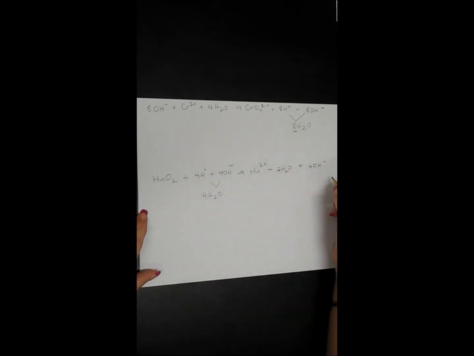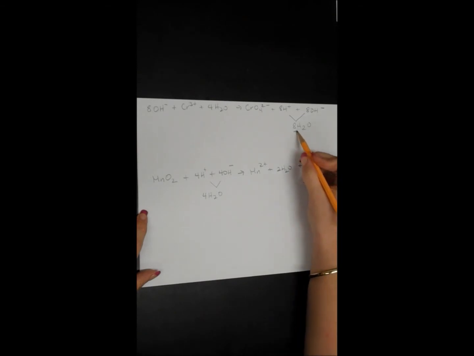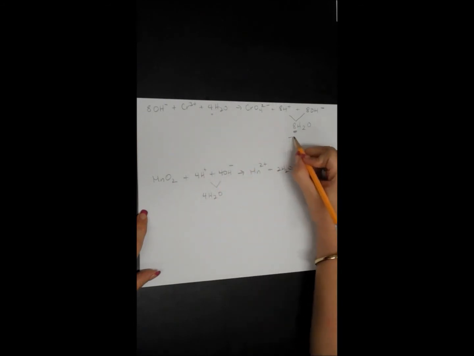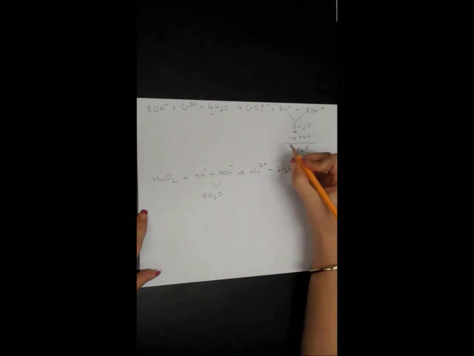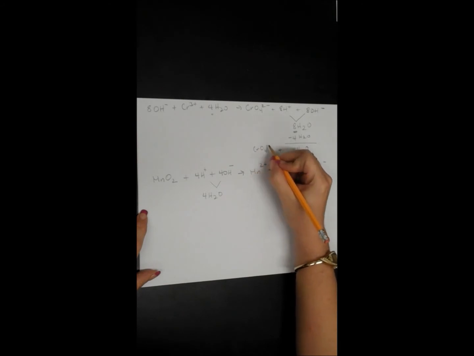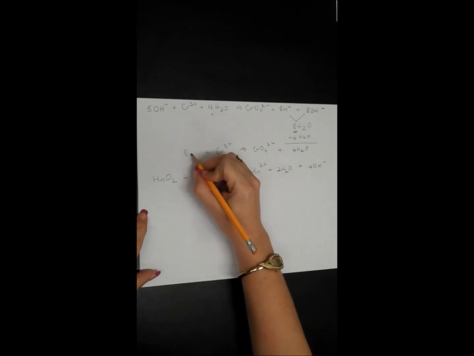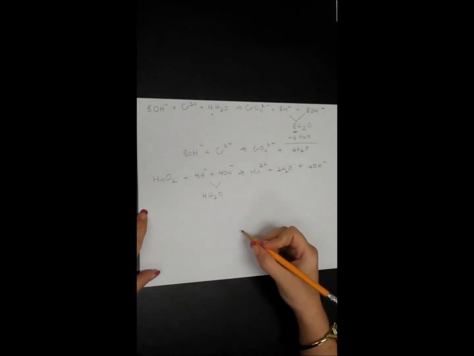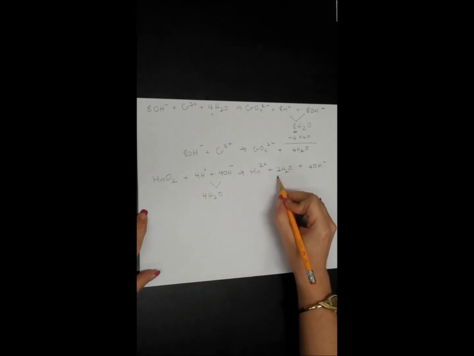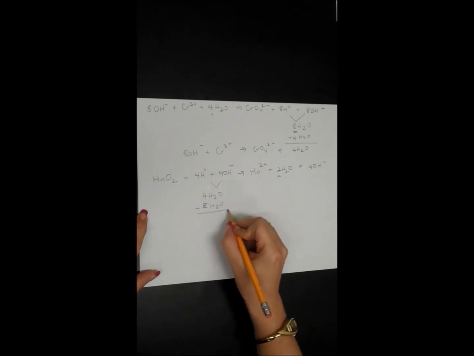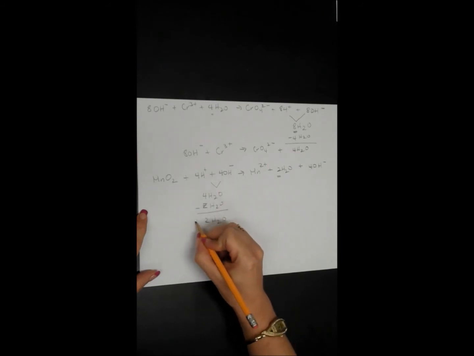Now we have to cancel out any water molecules that appear on both sides of the reaction. In our first half reaction, we have 4 waters on one side and 8 on the other, which will reduce to 4 H2Os and give us a new half reaction. In our second half reaction, we have 2 H2Os and 4 H2Os, which will reduce down to 2 H2Os and give us a new half reaction.